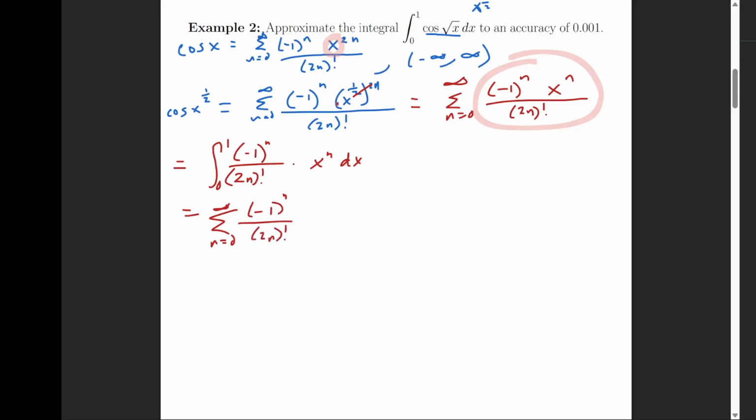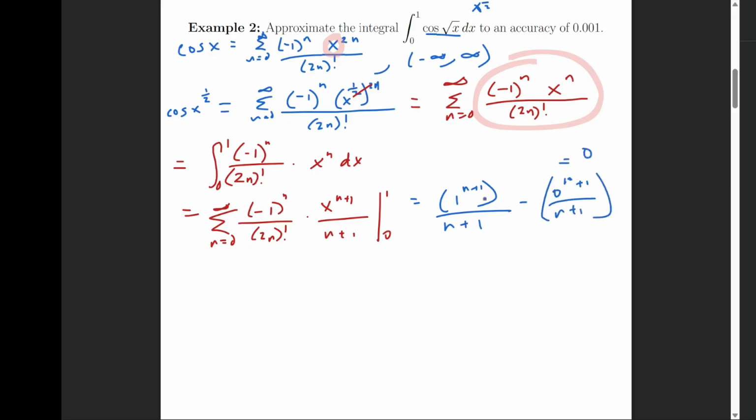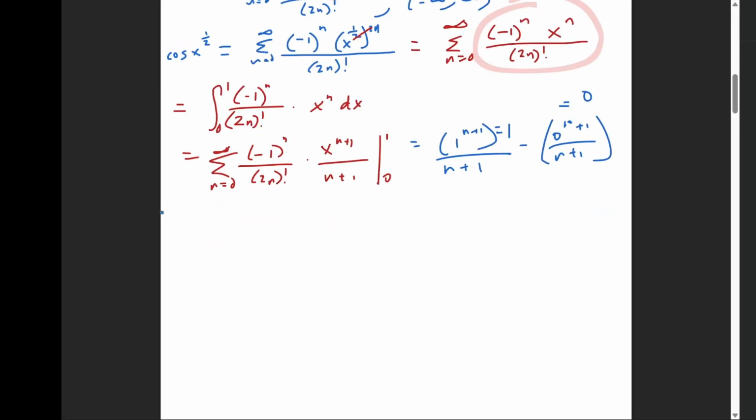So this stays the same, right? But this changes to an integral where you just add 1 to the degree divided by the new degree. So in this case, x to the n plus 1 divided by n plus 1. And then our bounds are 1 to 0. Like the other one, if we plug in 1, we get 1 plus 1 over n plus 1, and then minus 0. It doesn't matter whatever this is, because it's just going to equal 0, and the top part is just going to equal 1. So if we rewrite it, we got this part, the factorial part times 1, and then times the bottom part, n plus 1. So perfect.